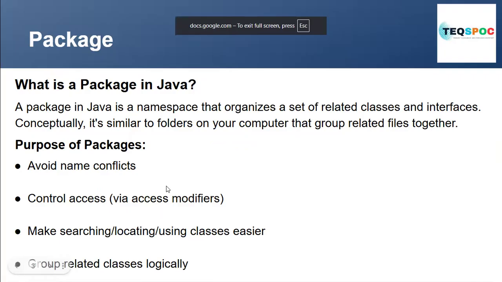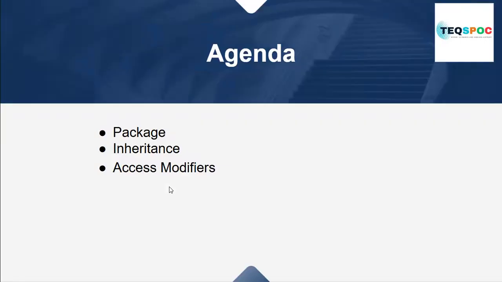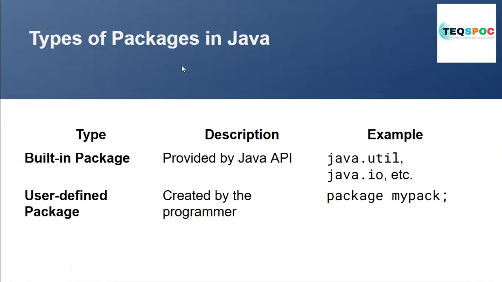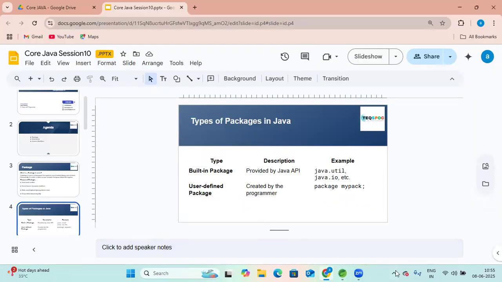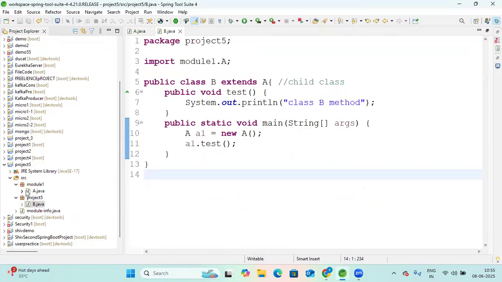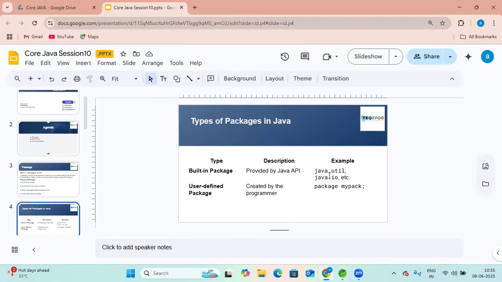So, is everyone clear? Now, packages. There are different types of packages. There are built-in packages like java.util and java.io, which are predefined packages, and the package which we have just created is a user defined package. Some packages are already present inside Java, that is the predefined packages, like java.util, java.io, java.lang.